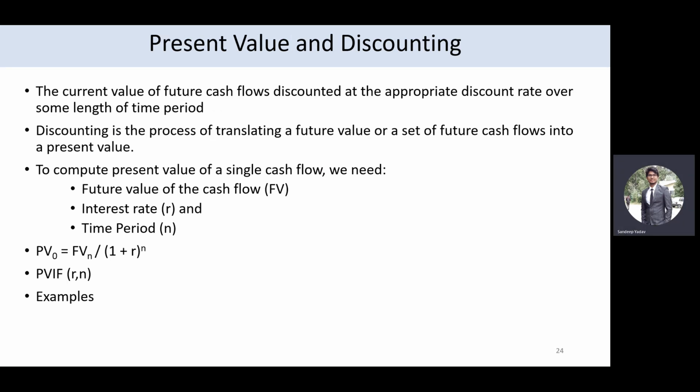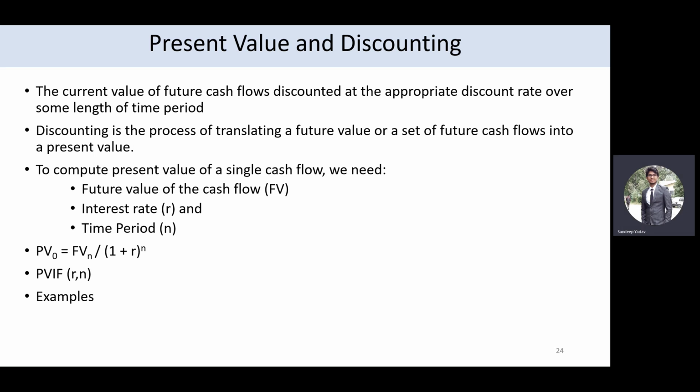So now let's move on to present value and discounting. Present value is the current value of future cash flows discounted at the appropriate discount rate over some length of time. In that way, we can calculate the present value. Discounting is the process of translating a future value or a set of future cash flows into a present value.